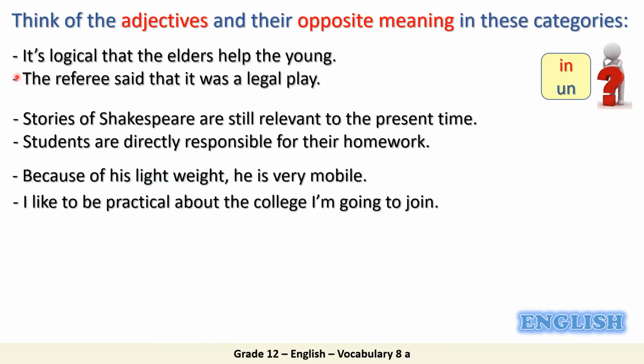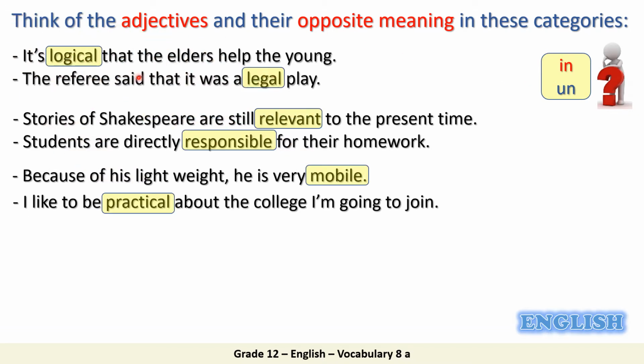Here you are going to find 3 categories of examples. Each of them includes an adjective. Your task is to identify the adjective and think of how to change it into negative, how to get the opposite meaning. Are you going to add the prefix in or un or other prefixes? Take your time and you can use your dictionary. Done? Okay, here are the adjectives.